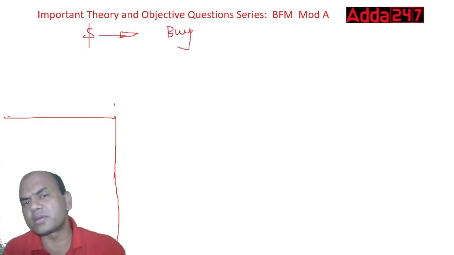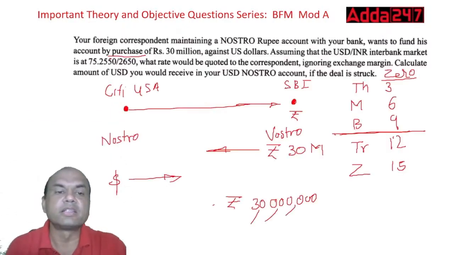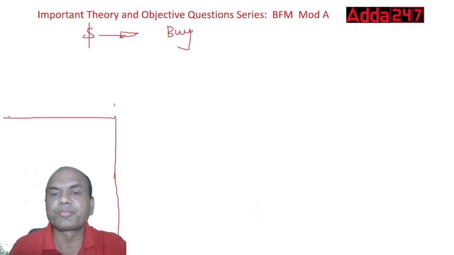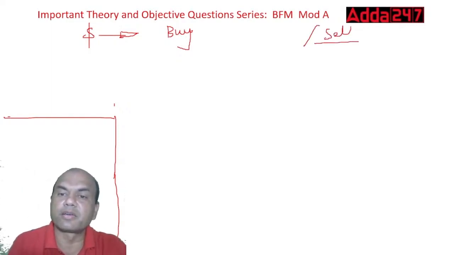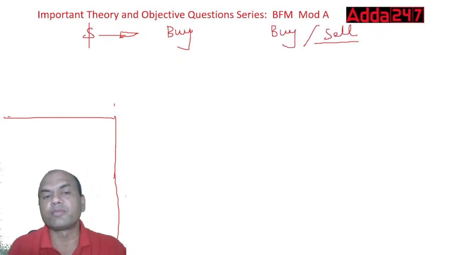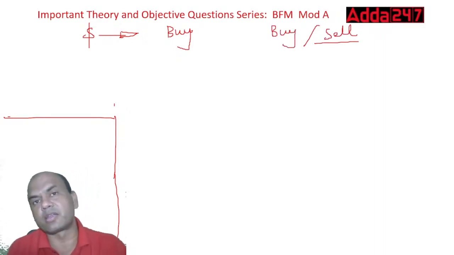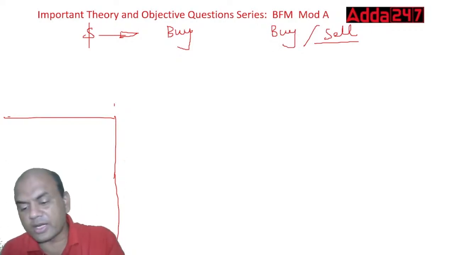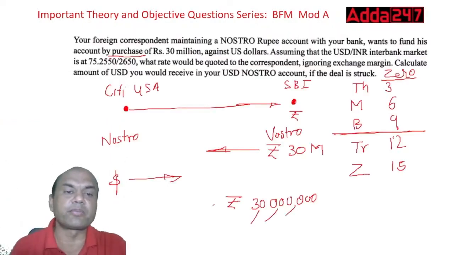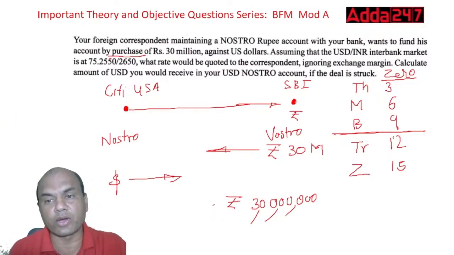What is the buy rate? Now look at this rate: 75.2550/2650. So always remember, whenever you write the rate, the right side is always known as the sell rate, and this left side is always known as the buy rate. So here we'll be using the buy rate. Why? Because dollars are coming in. Now what is the rate given? The rate given is this 75.2550. We'll take it now.